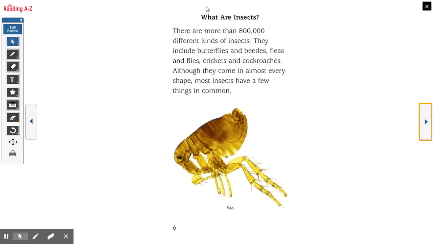What are insects? There are more than 800,000 different kinds of insects. They include butterflies and beetles, fleas and flies, crickets and cockroaches. Although they come in almost every shape, some insects have a few things in common. So here's a photograph right here, and at the bottom, the caption says flea.